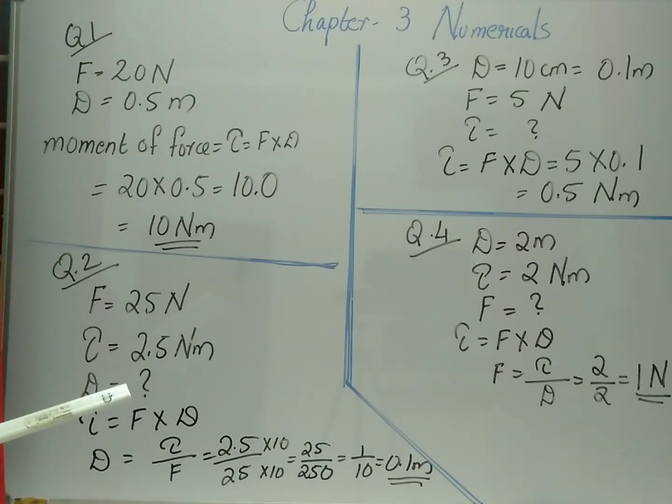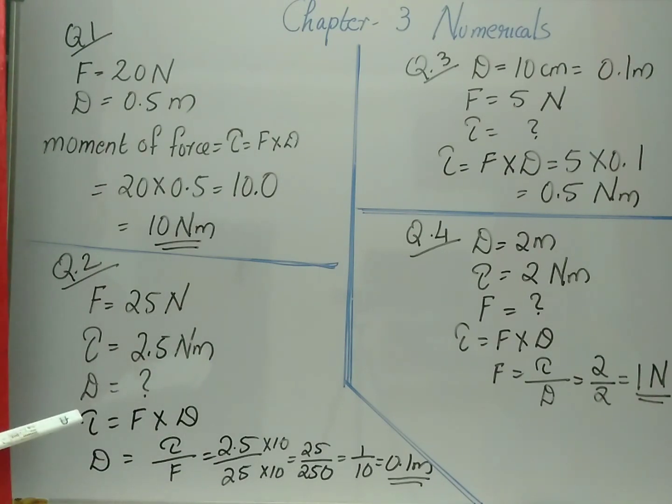Question number 2. The moment of force of 25 Newton. So 25 Newton, at the same time you have to write it is force. F is equal to 25 Newton. About a point is 2.5 Newton meter. So from the SI unit, Newton meter, you should know it is moment of force, tau.